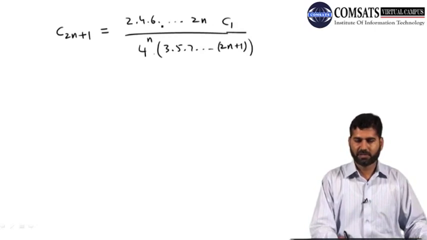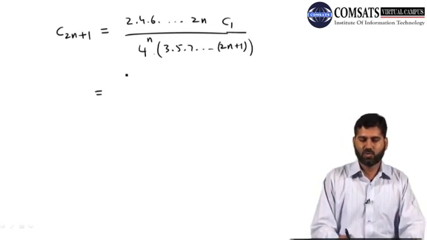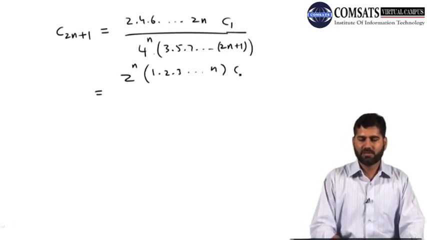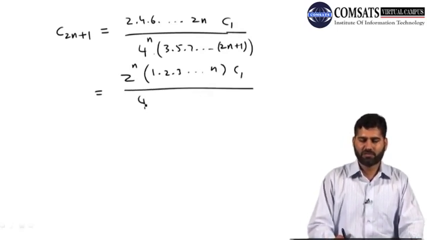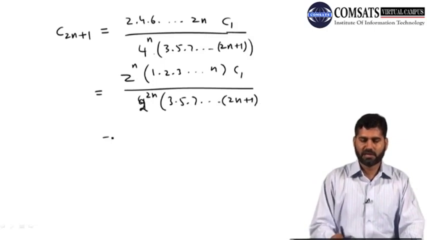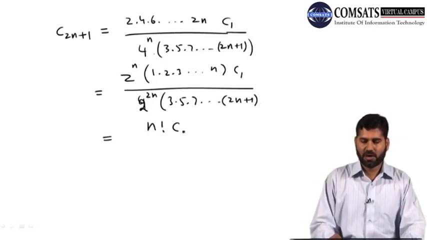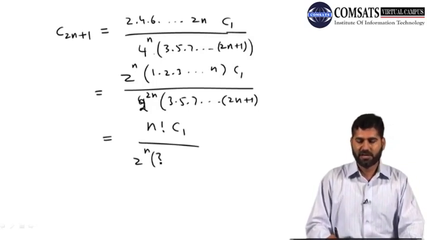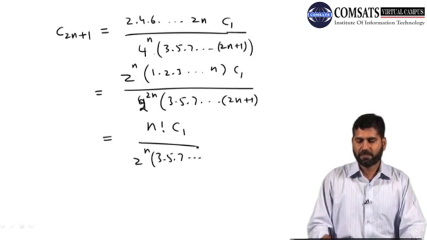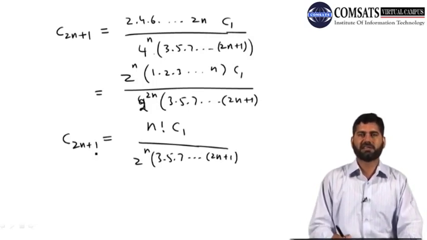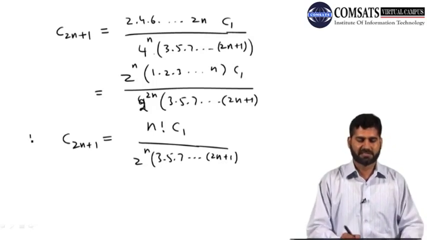Now here it will become factorial, because you can take 2 as common, so 2 to the power n, 1, 2, 3, so on up to n, C1, divided by 4. 4 can be written as 2 to the power 2n, and 3, 5, 7 up to 2n plus 1. So you got n factorial C1 divided by 2 to the power n, because 2n minus n is n, and 3, 5, 7 up to 2n plus 1. So this is what you got for the odd coefficients. So you got even and odd coefficients separately.